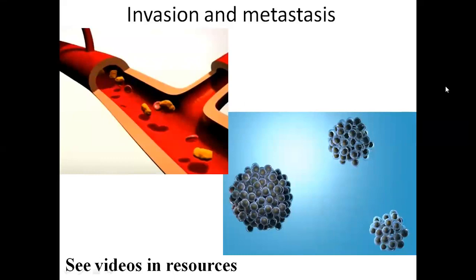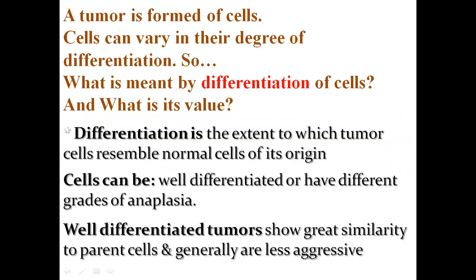So till now, we knew what is meant by neoplasm or tumor, what is meant by invasion, what is meant by metastasis, what is the difference between a tumor and hyperplasia, right? Let's continue. There is a term called differentiation of cells. What is meant by differentiation? It is the degree, or the extent, to which the tumor cell resembles the original cell.